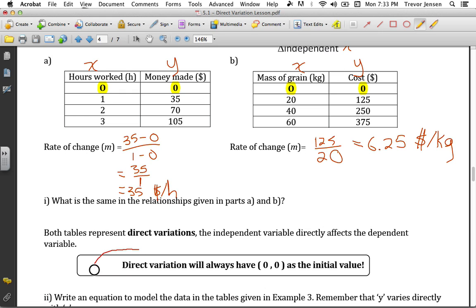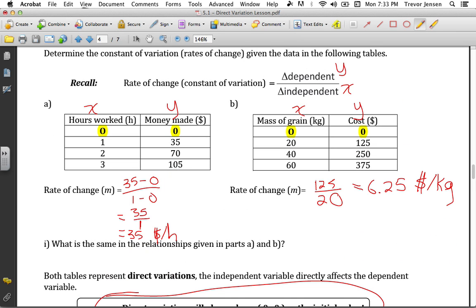And I just summed that up right here. A direct variation will always have 0, 0 as the initial value. Always, always, always. So if you see a table of values with 0, 0 at the top, and it has a constant rate of change, it's a direct variation relationship.